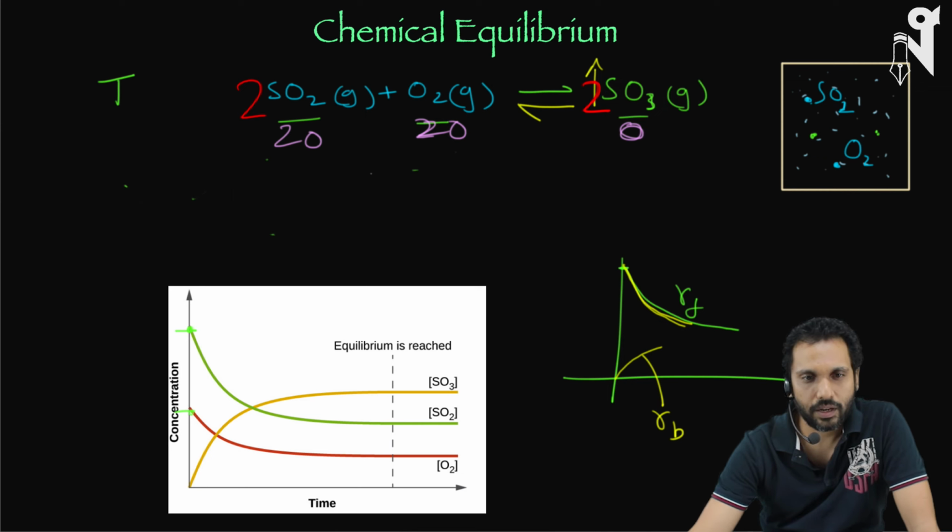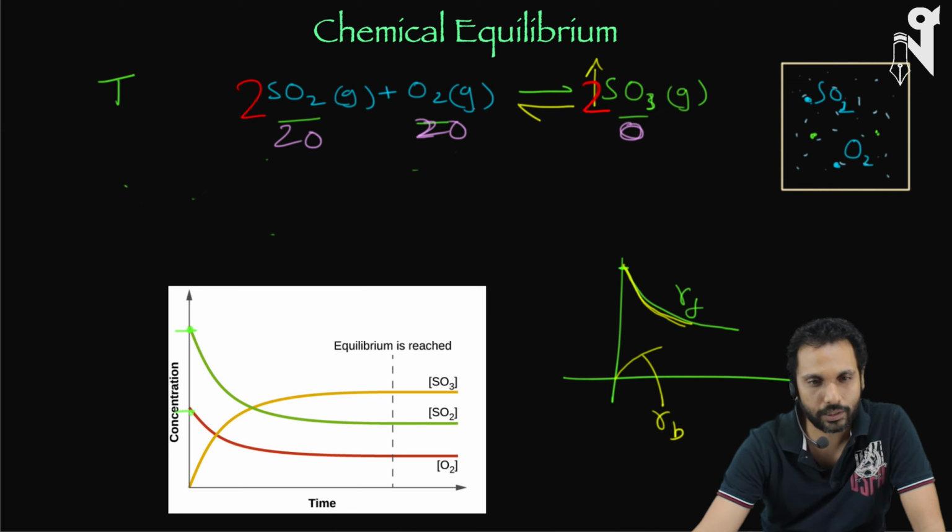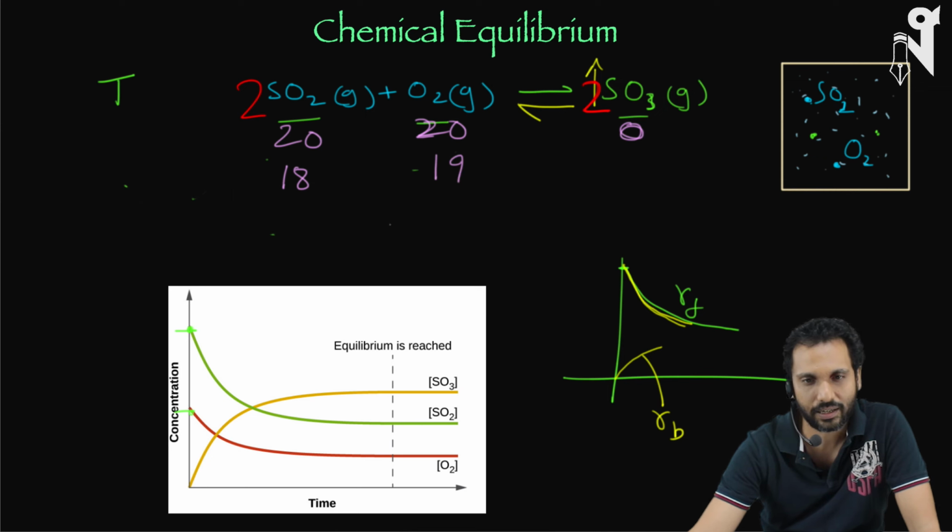What is going to happen? After a while, this is going to react. I mean, after a while, this is going to get formed due to the reaction of these, and they are going to go down in their stoichiometric ratio. It's not like 20 reacts with 20, 2 reacts with 1. So maybe after a while, I can say this is 18, where 2 has reacted with 1, and this is 19. It is 18 and 19.